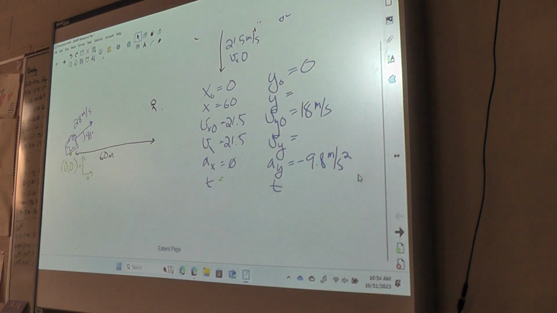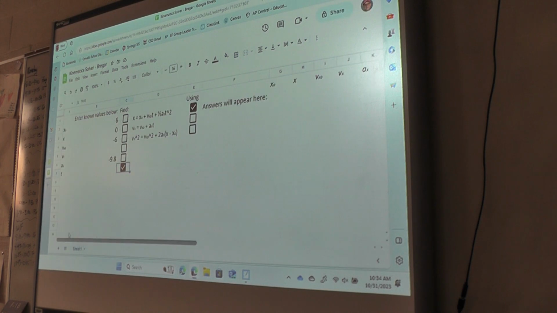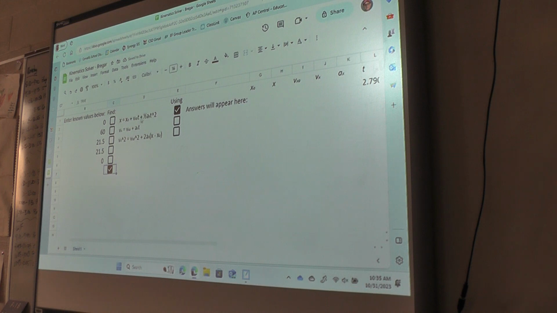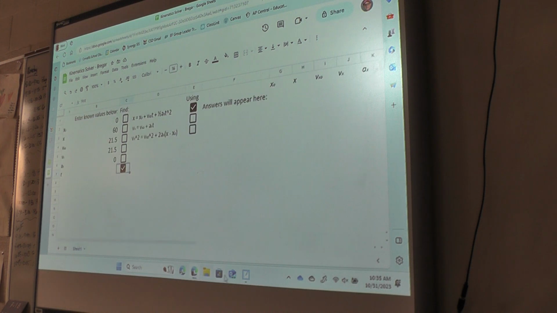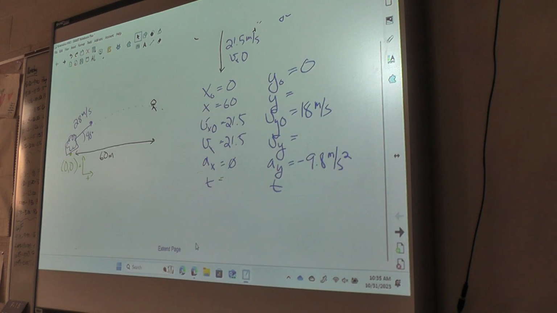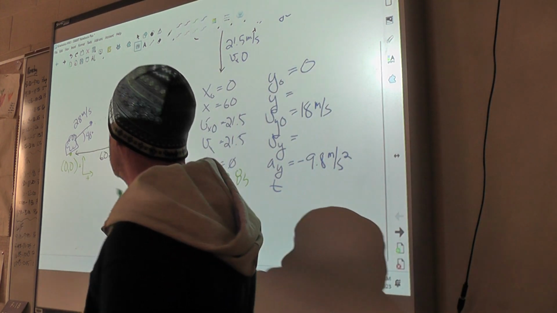So let's put it into the solver and see what we get. We have an initial position of 0, final position of 60. My speeds are 21.5 and 21.5. There's no acceleration, and I want to know how long it is going to take. This is the equation that has all the variables that I've got in it, and the answer is about 2.8 seconds. It's going to take this t-shirt about 2.8 seconds to travel this horizontal distance.